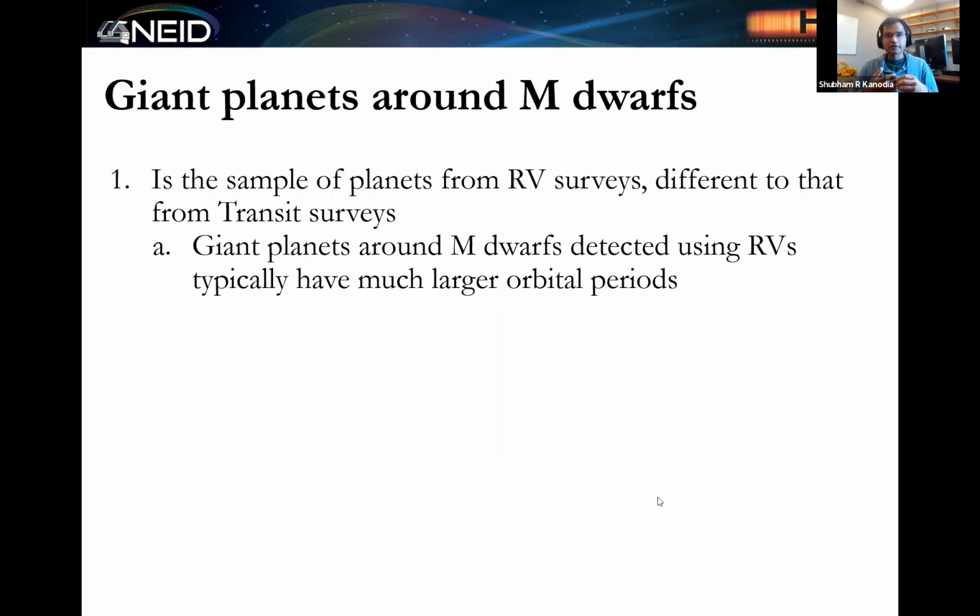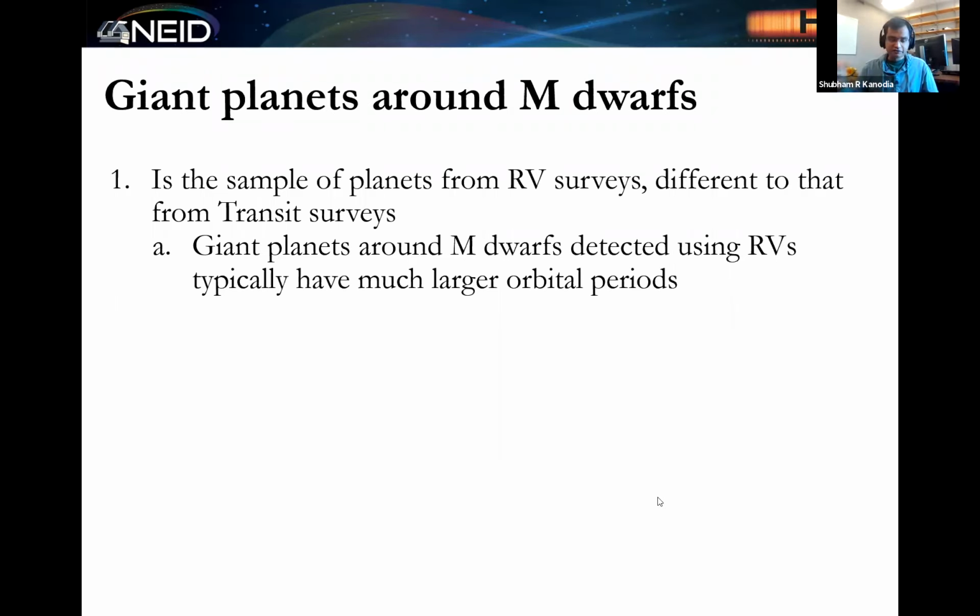Or is the difference seen because they're different parts of the same population, because they're at very different orbital periods? The transiting planets are typically at an orbital period of like 5 days, whereas the RV giant planets around M dwarfs are at an orbital period about 300 times greater, something like 1400 days, many years.